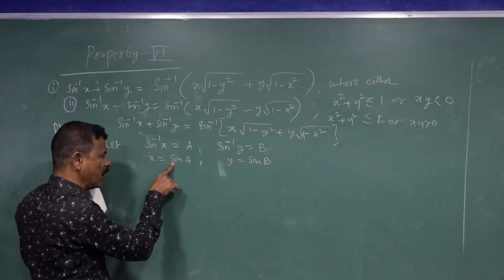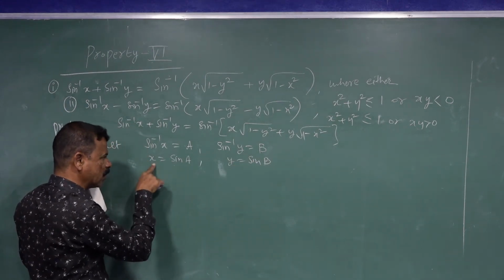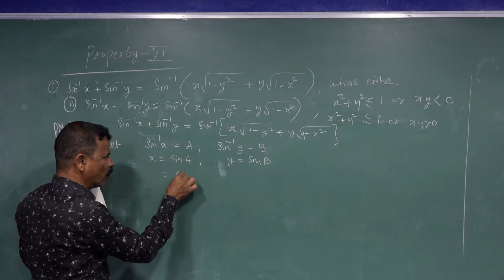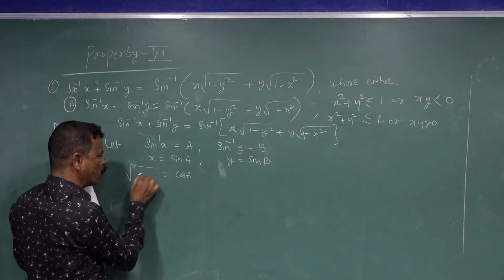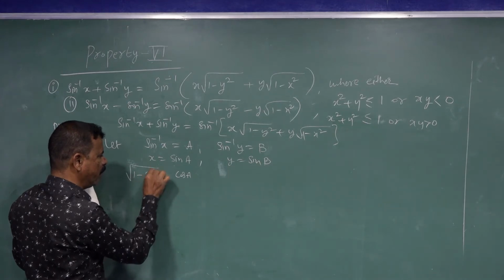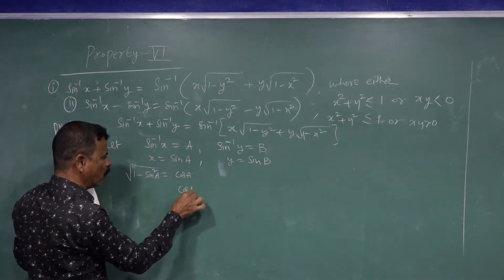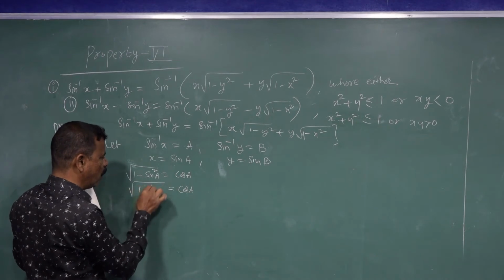Then what is the cos A value? Sin A is equal to x, then cos A is equal to the square root of 1 minus sin square A. So cos A, in terms of x, is the square root of 1 minus x square.